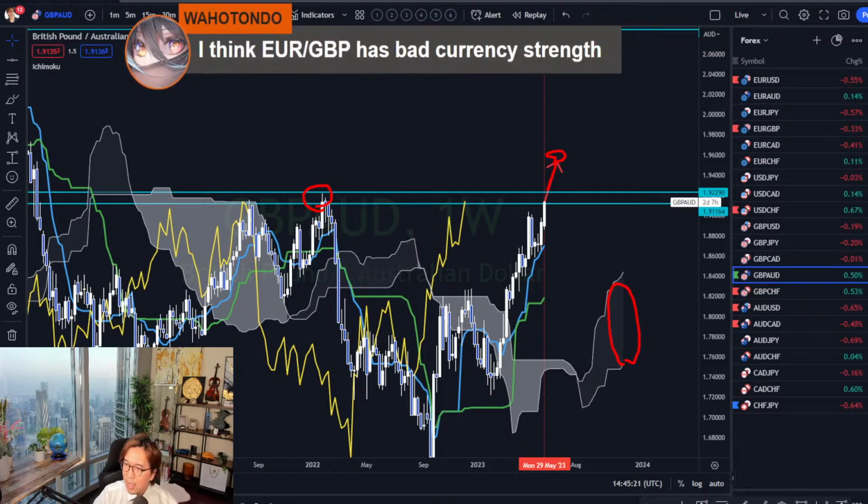Okay, so let's see. I think Euro Pound has bad currency strength. Okay, let me check the strength chart.